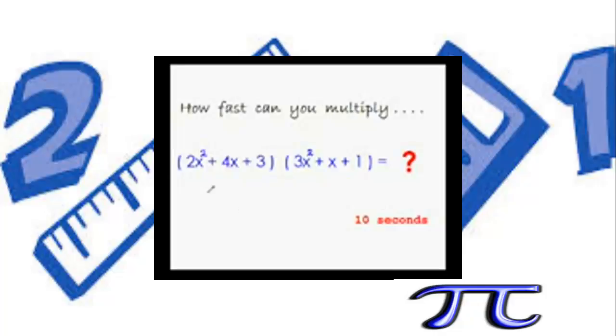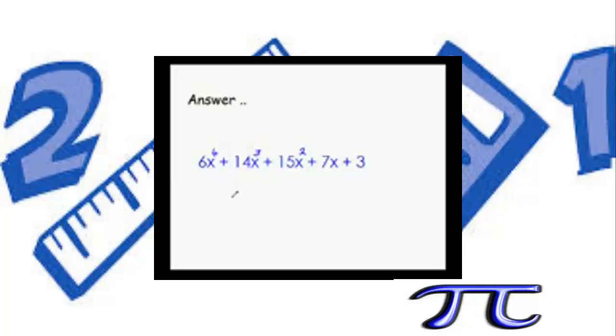The time is up. The correct answer would be 6x raised to the power 4, 2x cube and 12x cube would be 14x cube, and then 2x square, 4x square, 9x square would be 15x square, and this would be 4x and 3x, that is 7x, and the last term would be 3 times 1 is 3. So the answer would be 6x raised to the power 4 plus 14x cube plus 15x square plus 7x plus 3. Now even I'm very eager to check out the answer, so let's see if it's right. There you go. 6x raised to the power 4 plus 14x cube plus 15x square plus 7x plus 3.